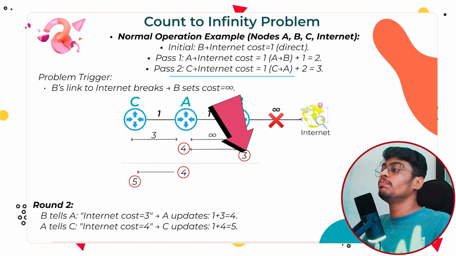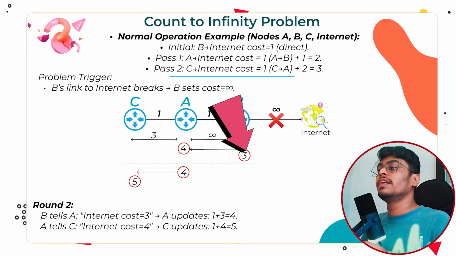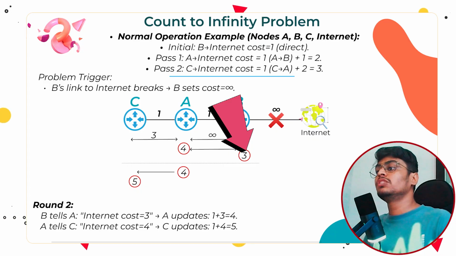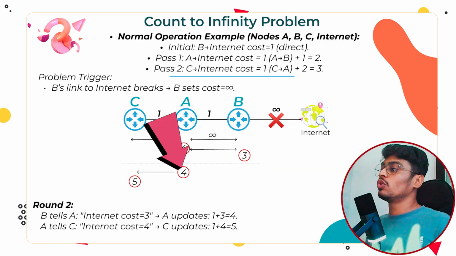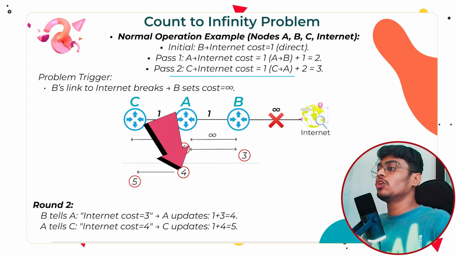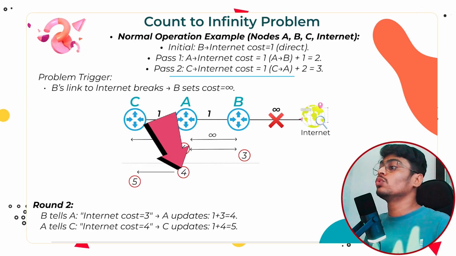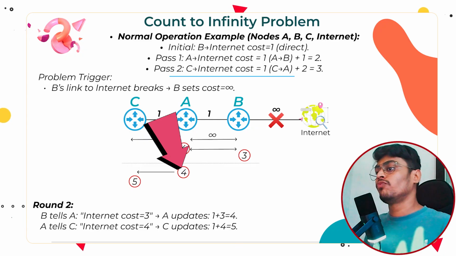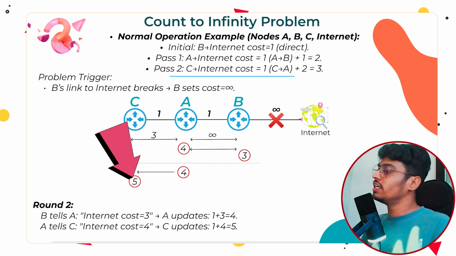Now in the second round, B tells A, I can take you to the internet at cost 3. So A calculates cost to B is 1 and B's cost to the internet is 3, so A's cost remains 4. A tells C, I can take you to the internet at cost 4. So C calculates that cost to A is 1 and A's cost to the internet is 4. So C updates its cost to the internet as 5.